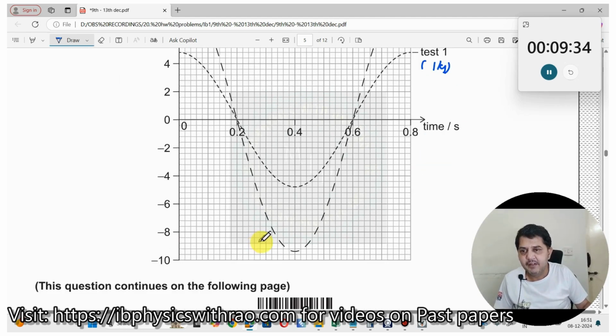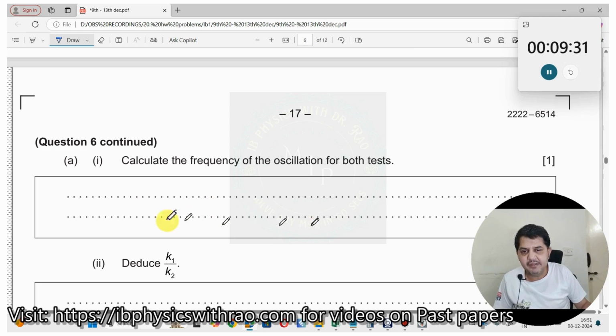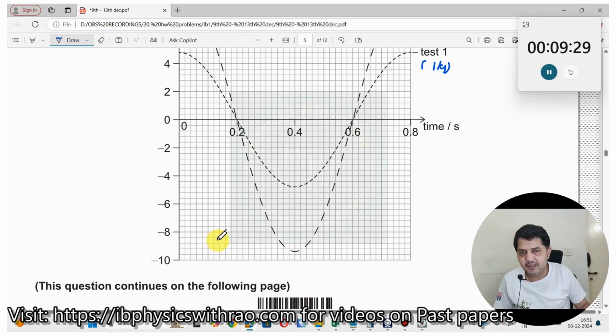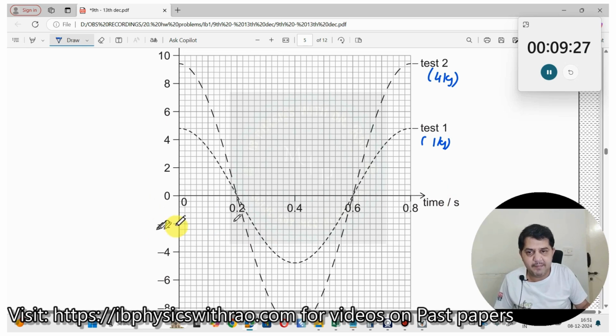Now what has been asked? Calculate the frequency of oscillation for both the tests. Since it's a plot of time period versus the speed over here, frequency should not be difficult. What is the frequency here? The time taken between one max and the other max. Though the amplitudes of these velocities are different, this time is one and the same for both test objects, right? So what is the time taken? Starting from here to here, it is 0.8 seconds. What is this now? Time period T.